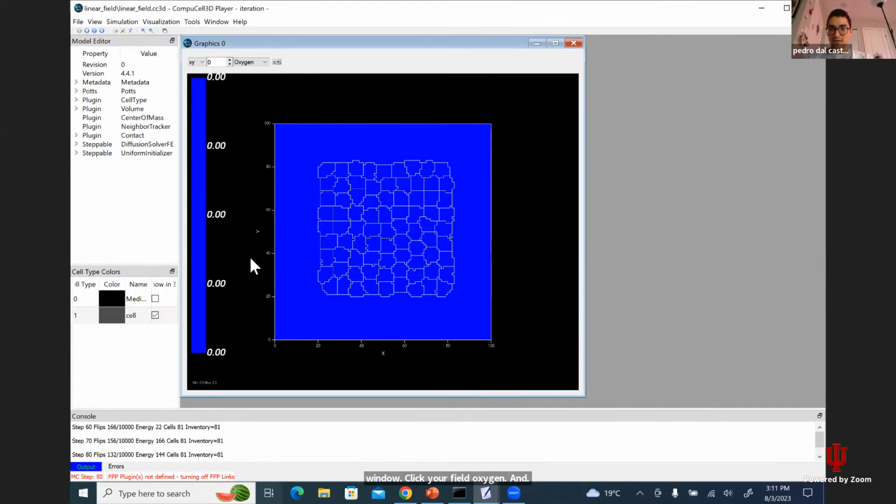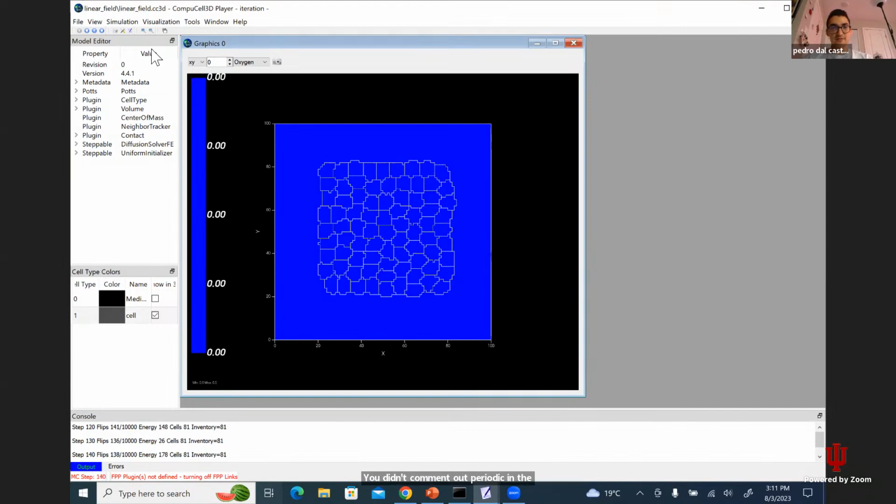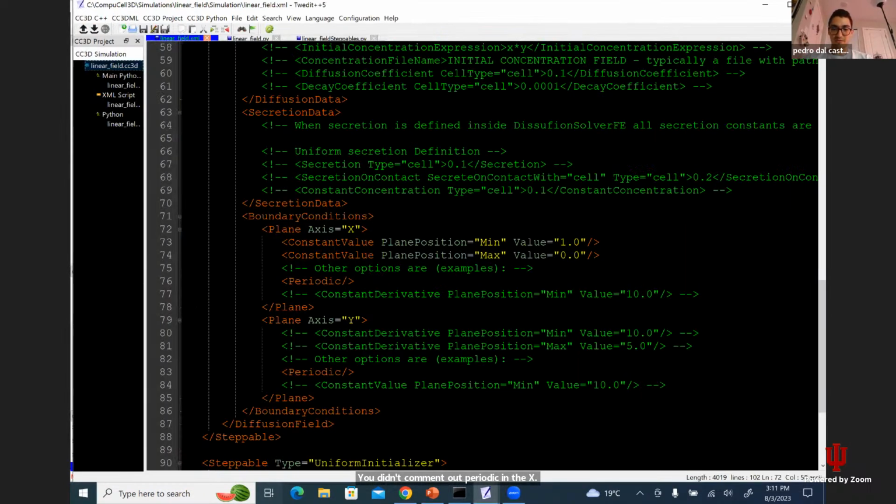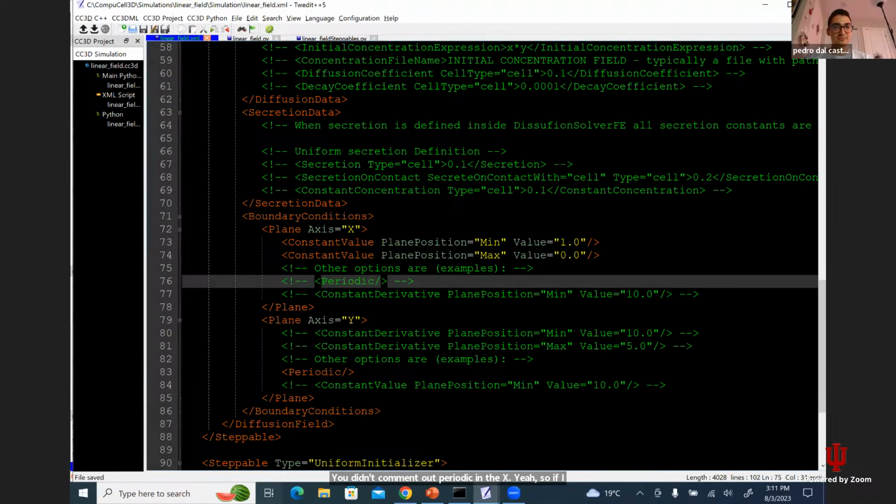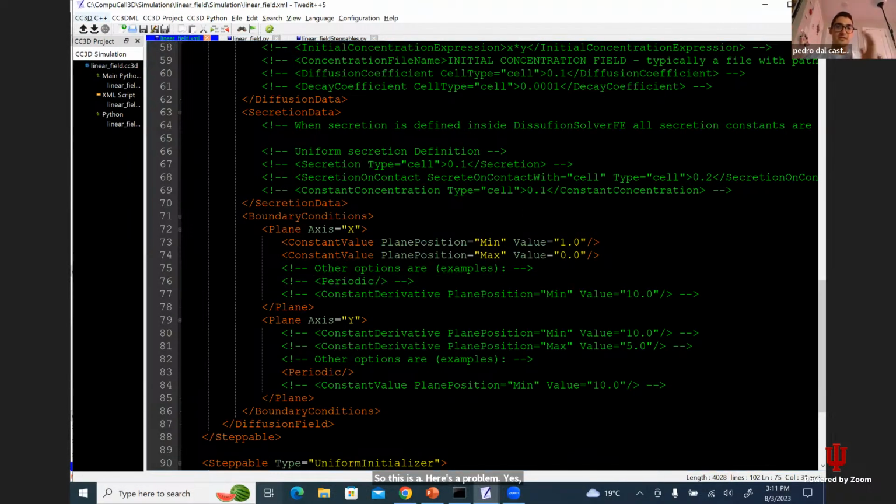You didn't comment out periodic in the X. Yeah, so if I didn't comment, yes, I didn't comment, so this is a huge problem. Now it was conflicting, so I wasn't getting the right result, as Sharon pointed out. Thank you. And now I only have the constant value.